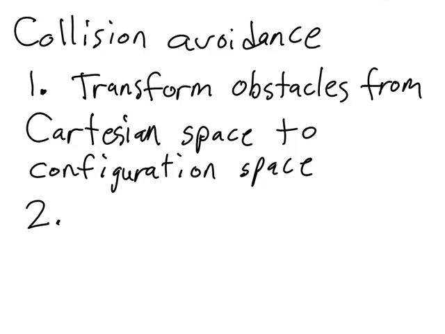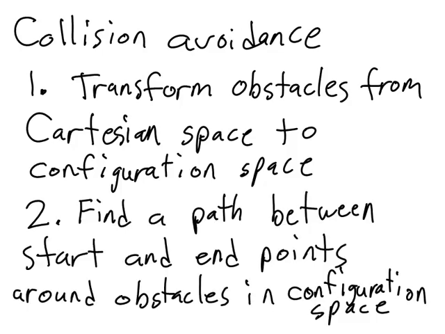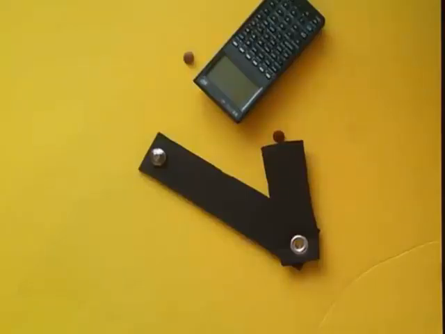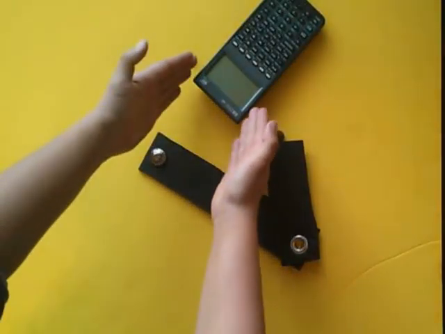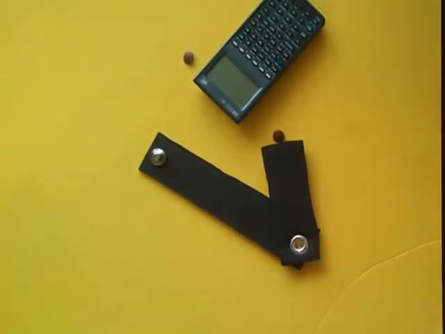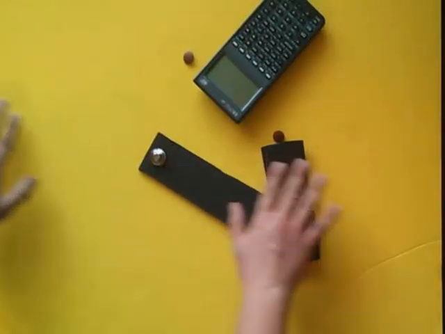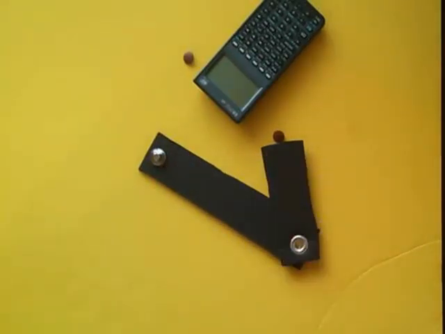Once we have the obstacles in our configuration space, step 2 is to find a path between our start and end points that does not go through the obstacles that we now have in configuration space. Actually, each of these steps has its own challenges. I'm going to start by showing you how we do step 1. Step 1 is to transform the obstacle, our calculator here, from Cartesian space, which is what you're seeing here, to configuration space.